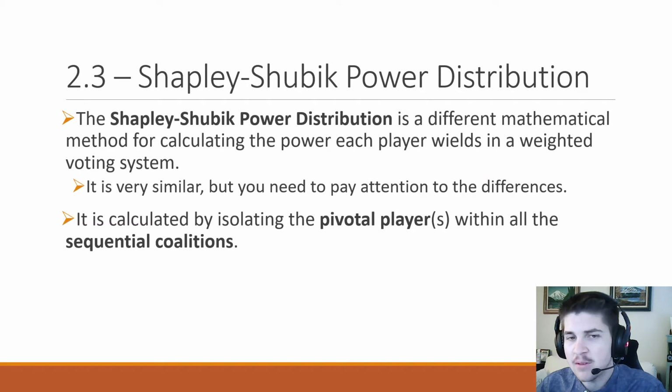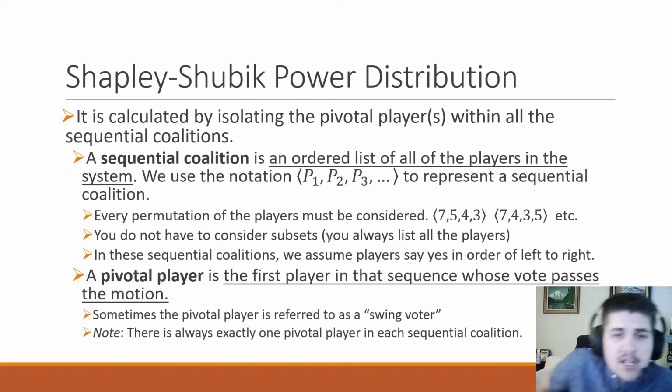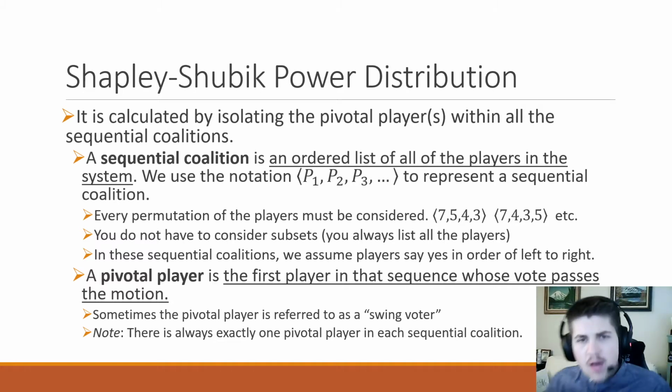But basically, let's talk about, well, what does a sequential coalition mean, and what is a pivotal player? How do we define that? So a sequential coalition is just an ordered list of all the players in the system. So when we were thinking about the Banzhaf power distribution, we wanted to figure out all of the coalitions that would be considered winning. Which is another way of saying, well, what are the subsets of the players? Like, say, for example, we have 4 players. What if 2 players say yes and 2 players say no? And so on and so forth.